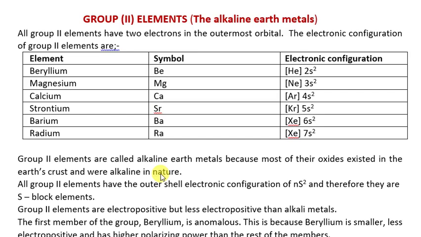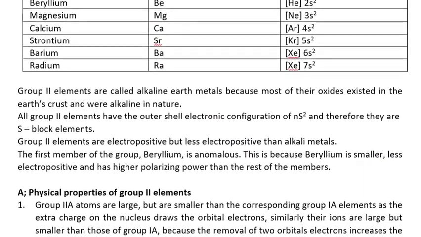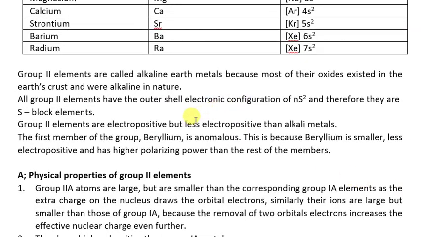So all group 2 elements have the outer shell electronic configuration of ns2 and therefore they are s block elements kama ambavyo zilikuwa group 1 element. Group 2 elements are electropositive but less electropositive than alkali metals. So zina uwezo mkubwa kudonate electron, lakini uwezo wake hauwezi kufananishwa na ule wa sodium au ule wa alkali metals. Group 1 they are most electropositive.